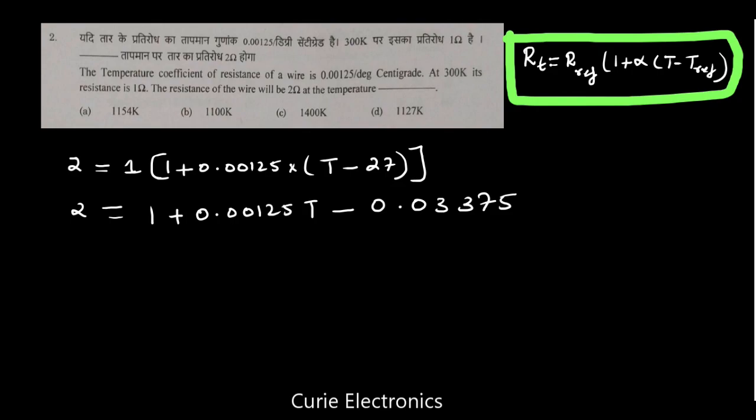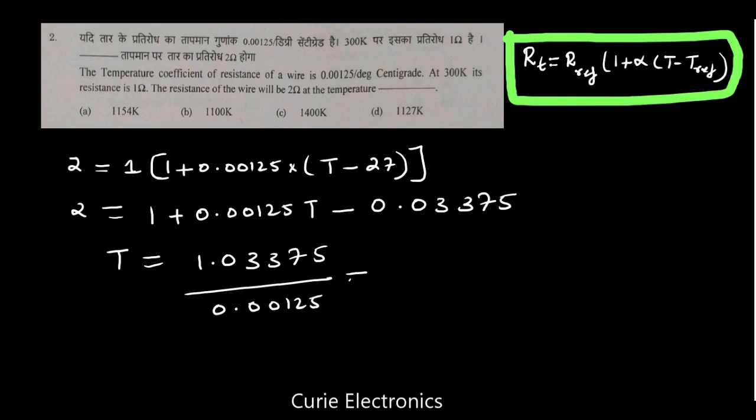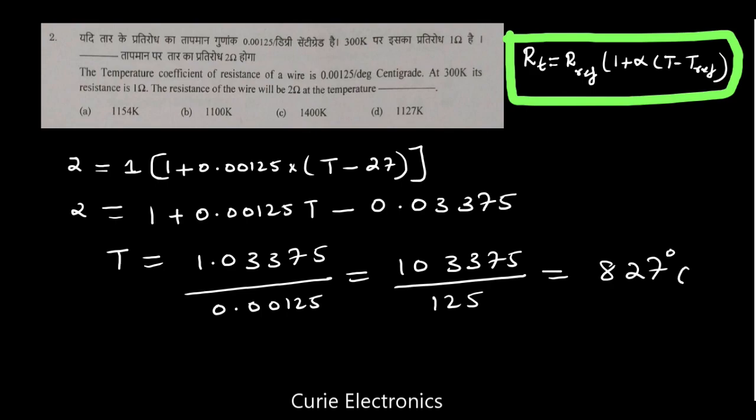So what is T? T equals, what will come? 1 plus 0.03375 upon 0.00125. So if you multiply by 10 to the power 5, both numerator and denominator, what do you get? 103375 upon 125. If you simplify that, you will get 827. This temperature is in degrees Celsius.